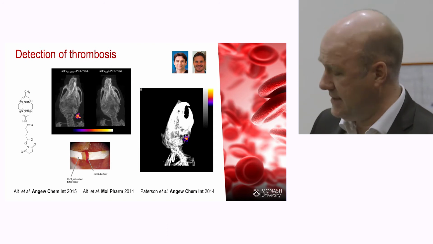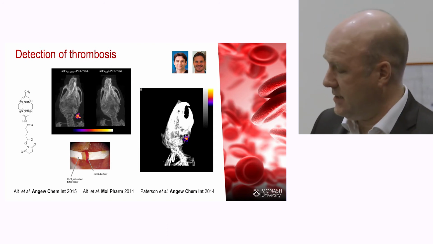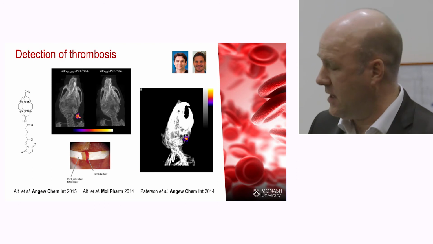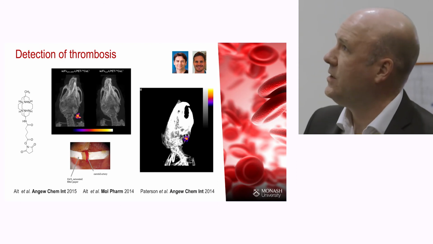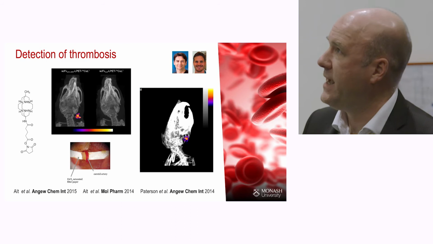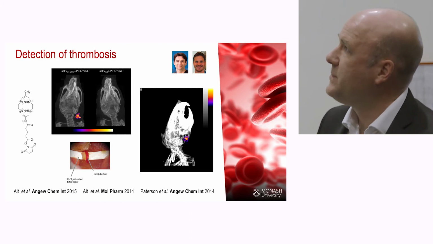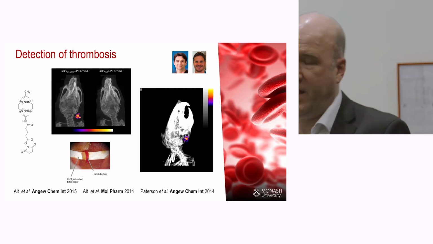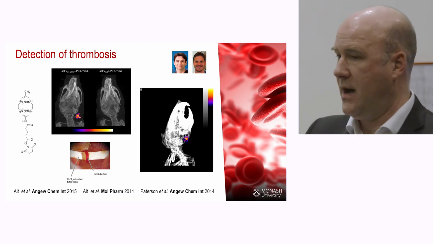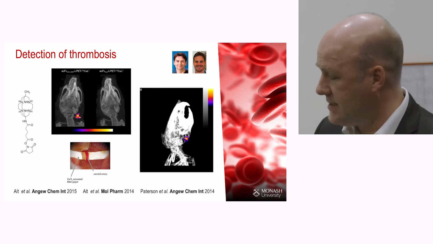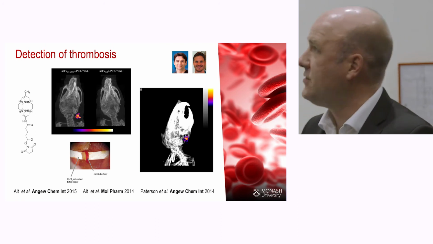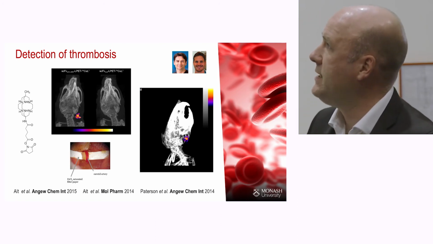And by conjugating this to the antibody and injecting it into a mouse model of carotid artery injury, you can see here that you get a nice accumulation of this radio tracer in the mouse injury. And with PET, of course, you can also do dynamic longitudinal imaging. So you can put the mouse in the scanner, you can inject your radio tracer and follow the accumulation of the tracer over time, which is shown here.